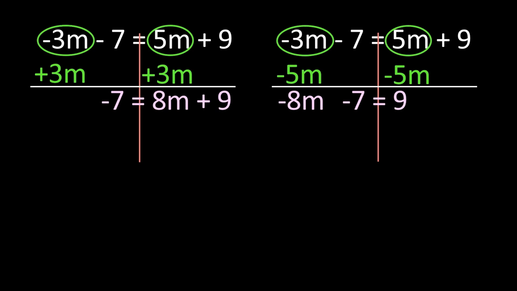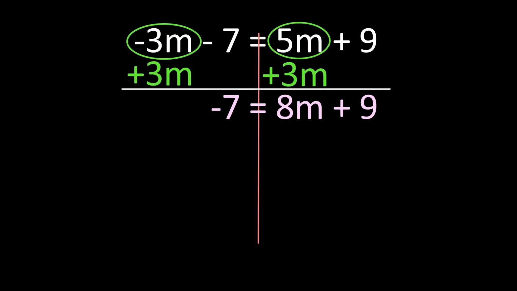Now, my personal preference is to have the positive coefficient with my variable and have the variable on the right-hand side versus having the variable on the left with the negative coefficient, but that's really just a personal preference. So I'm going to continue solving from here using the option on the left, those steps. So I'm going to solve the negative 7 equals 8m plus 9.